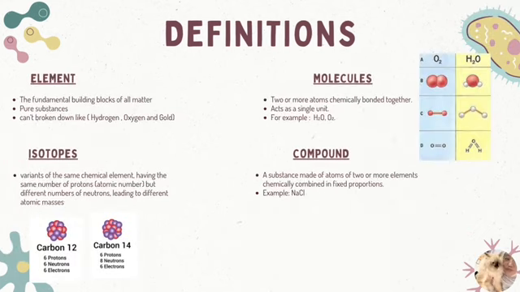An element is a pure substance made up of only one type of atom. It cannot be broken down into simpler substances by physical or chemical means. Examples include oxygen and iron.